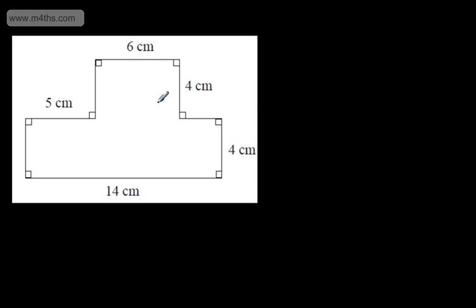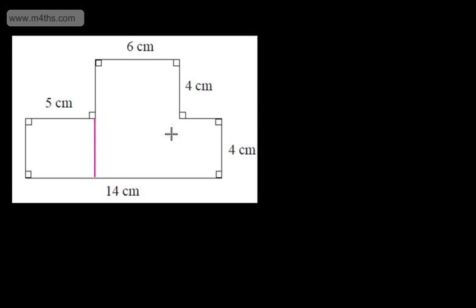So what I'll do to start with is find the area of this compound shape. What I'm going to do is draw a line across here. So if I draw a line across here, I have two rectangles. I've got the dimensions that I need, 14 by 4 and 6 by 4, and I can simply work out the area from there.